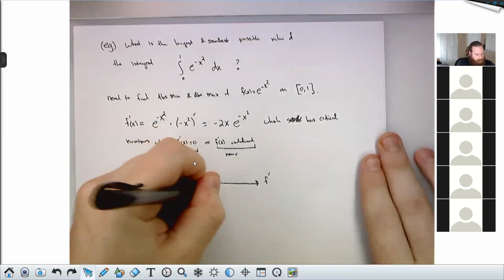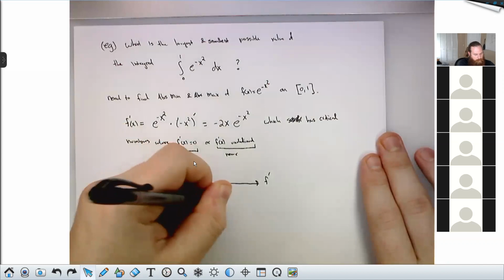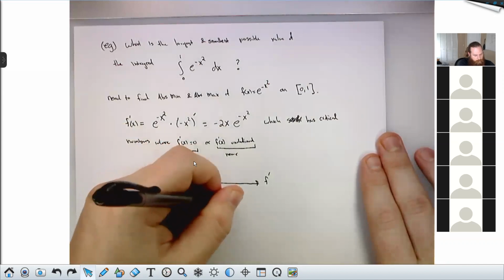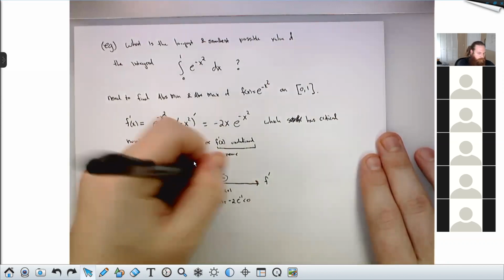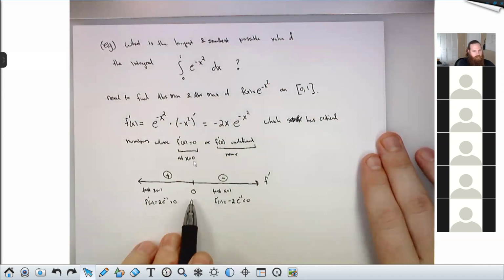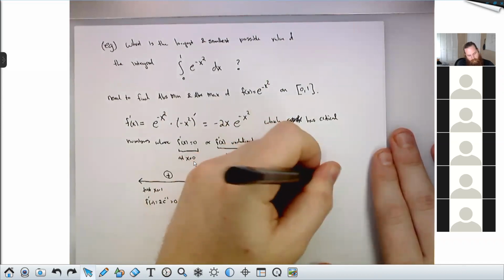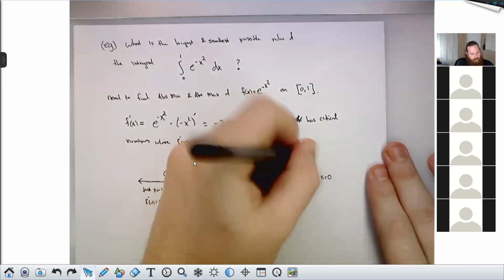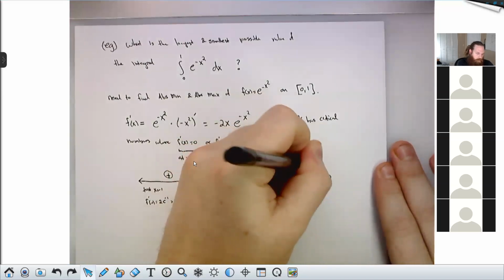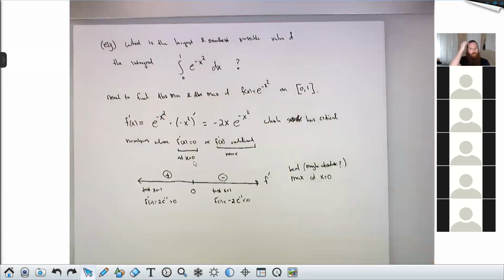And if you test x equals +1, on the right, f prime of 1 is -2 times e to the -1, which is negative. So you have a max at 0. We don't yet know whether that is an absolute max or just a local max. But it's definitely a max.